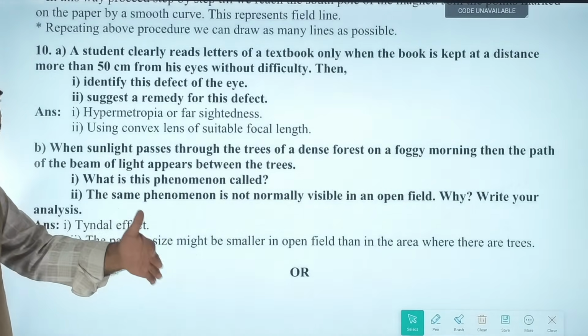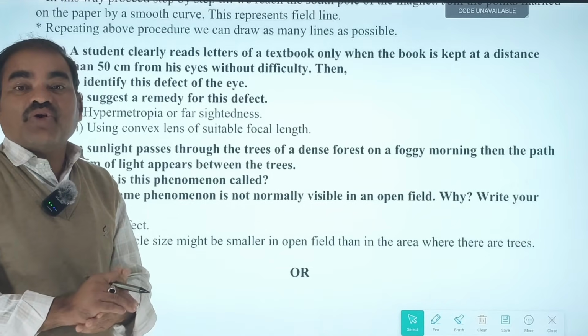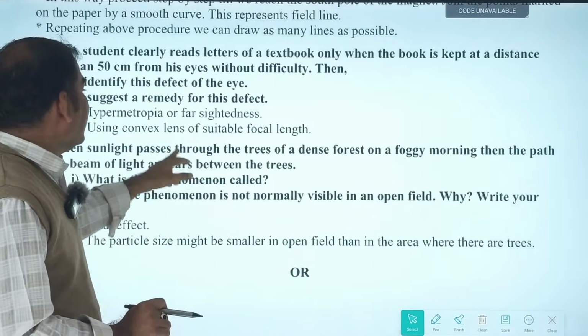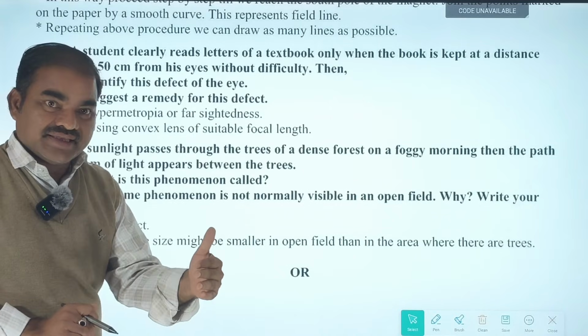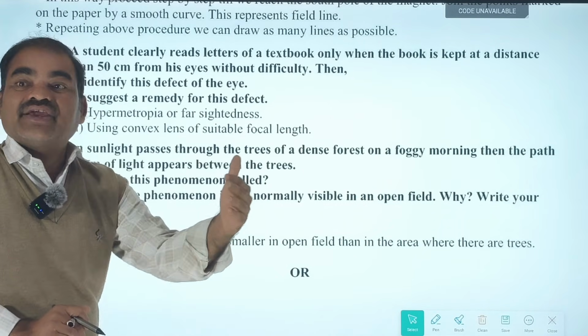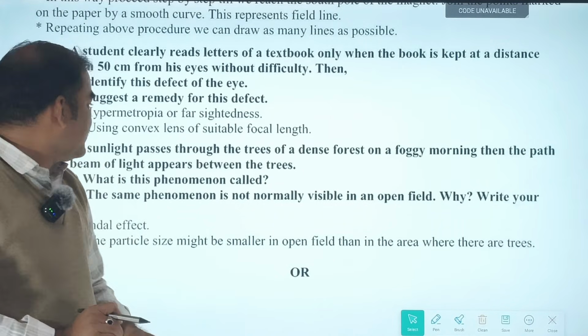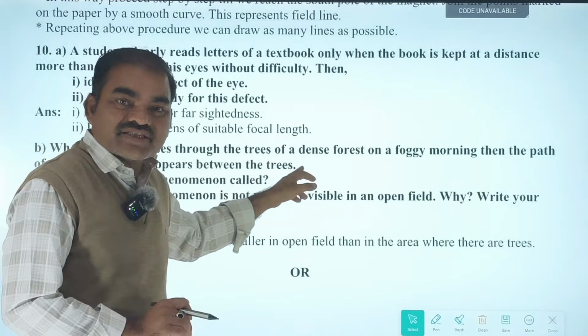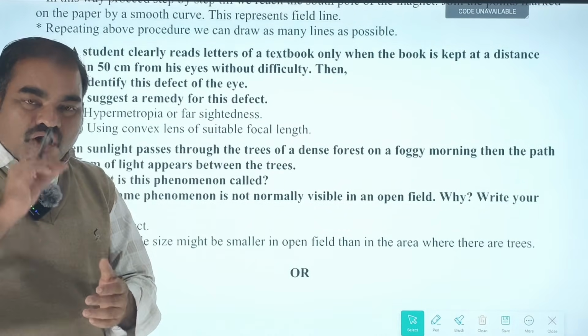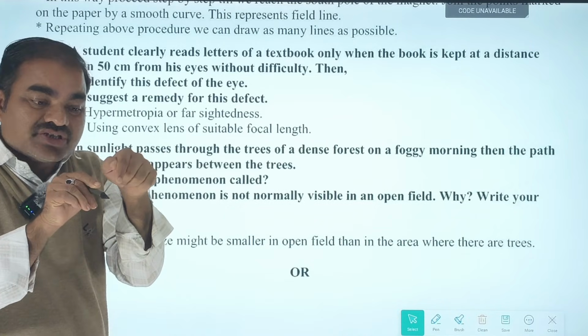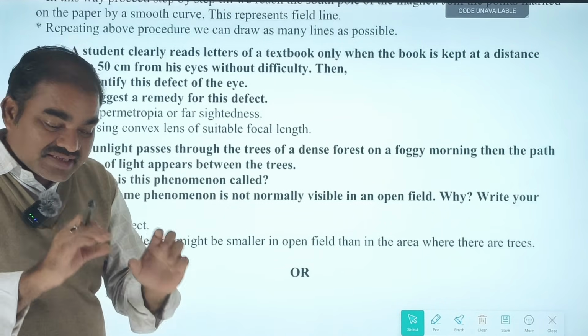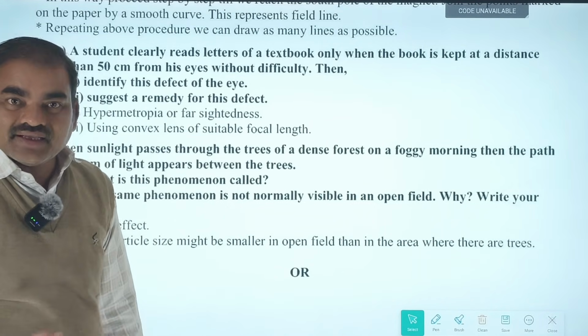So this defect is what we call hypermetropia, that is far-sightedness. A person can see far objects but cannot see near objects. Using a convex lens we can correct it. The convex lens converges the rays so that we can easily see near objects.